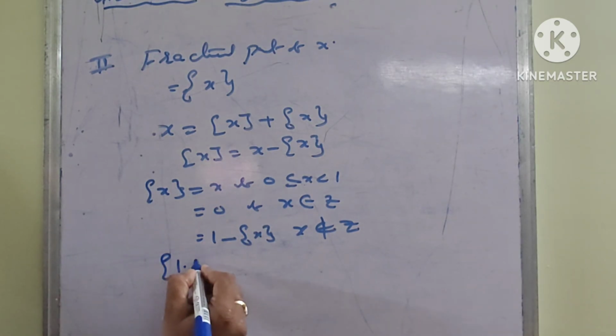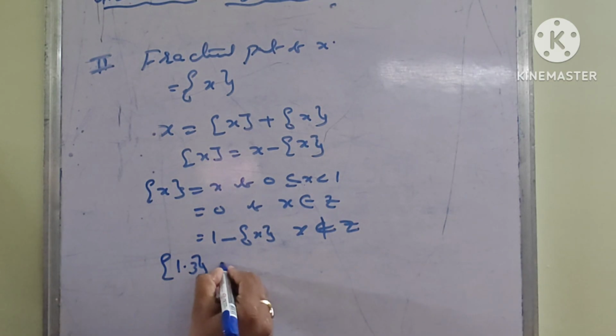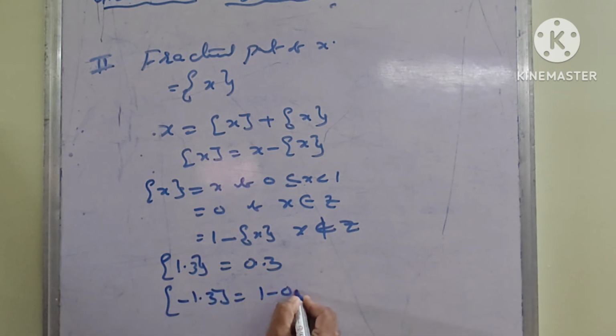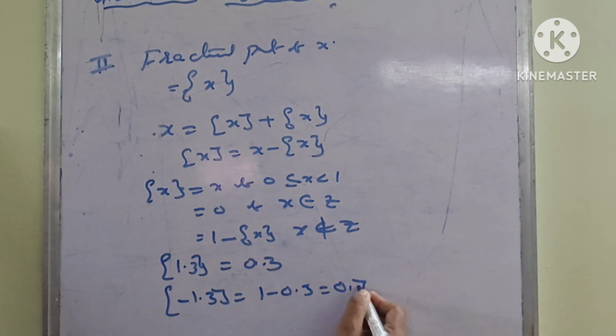Now examples: fractional part of 1.3 is equal to 0.3. Fractional part of minus 1.3 is equal to 1 minus 0.3, which is 0.7.